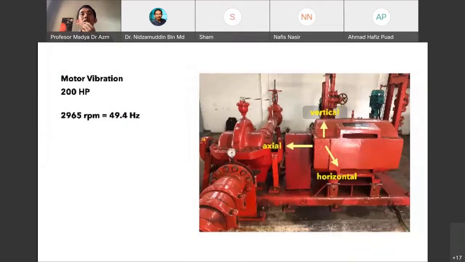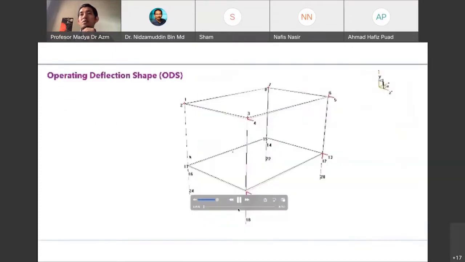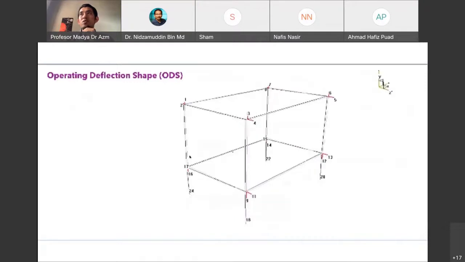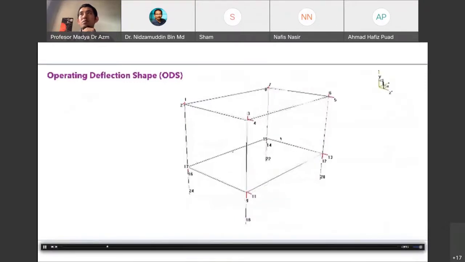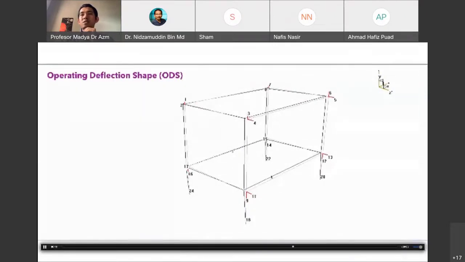Okay, so this one is motor vibration. We have a motor that vibrates very high. The motor runs at 2,965 RPM, around 49.4 Hertz. We also conduct the operating deflection shape here, and we can see the motor is rocking from side to side. So horizontal vibrations mostly.